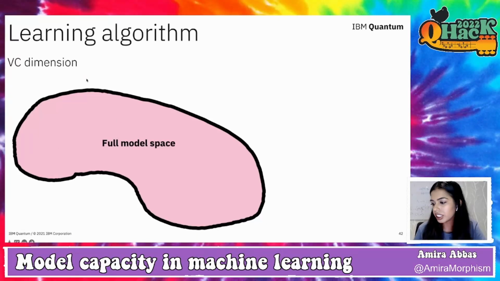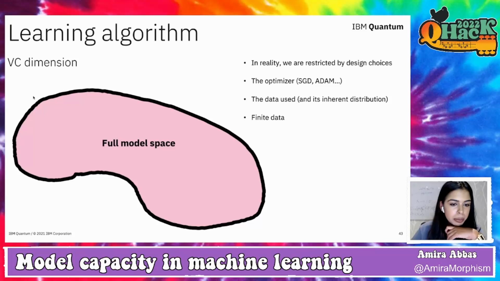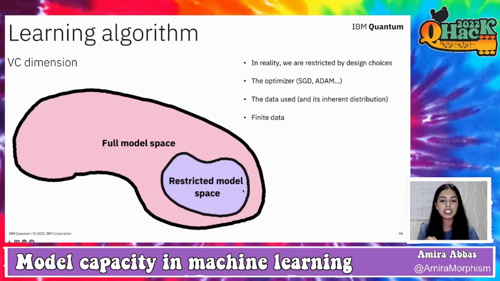And while that's interesting, and one would think that it makes sense to use as a capacity measure, when we impose all our constraints, such as training, we actually restrict the space that we are interested in and have access to. In reality, we impose optimization algorithms like stochastic gradient descent, Adam, and so on. We specify certain data with an inherent distribution, and we often only have finite data. And so with these imposed constraints, like a learning algorithm, we don't actually have access to the full model space. We have access to a restricted model space.